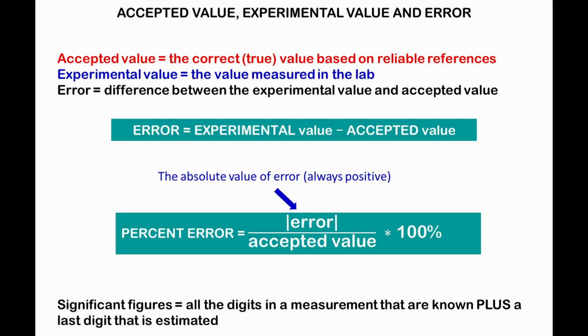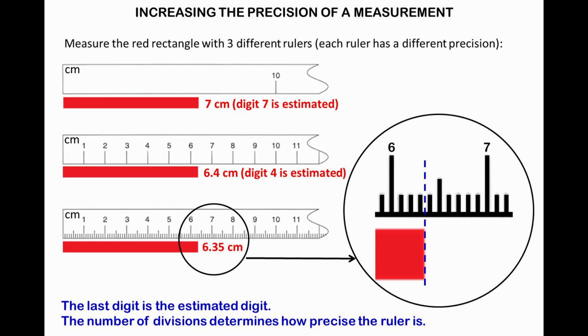Accepted values and experimental values often differ. In other words, there is always an error in the measurement. The accepted value is the correct, or true, value based on reliable references. The experimental value is the value measured in the lab, and the error is the difference between the experimental value and accepted value. The error can be used to calculate the relative error, expressed in percent. The percent error of a measurement is the absolute value of the error, divided by the accepted value, and then multiplied by 100%.